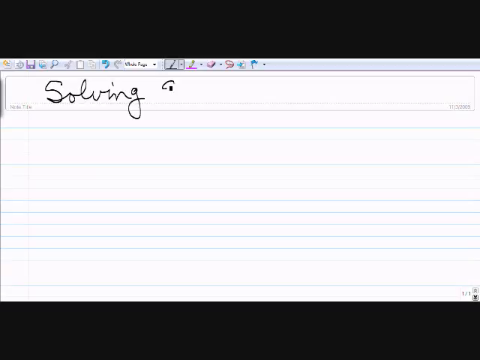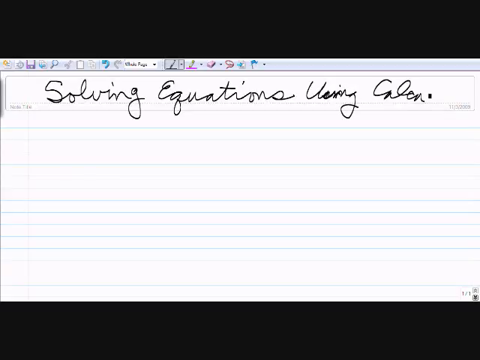Yes. So, solving equations using calculator.